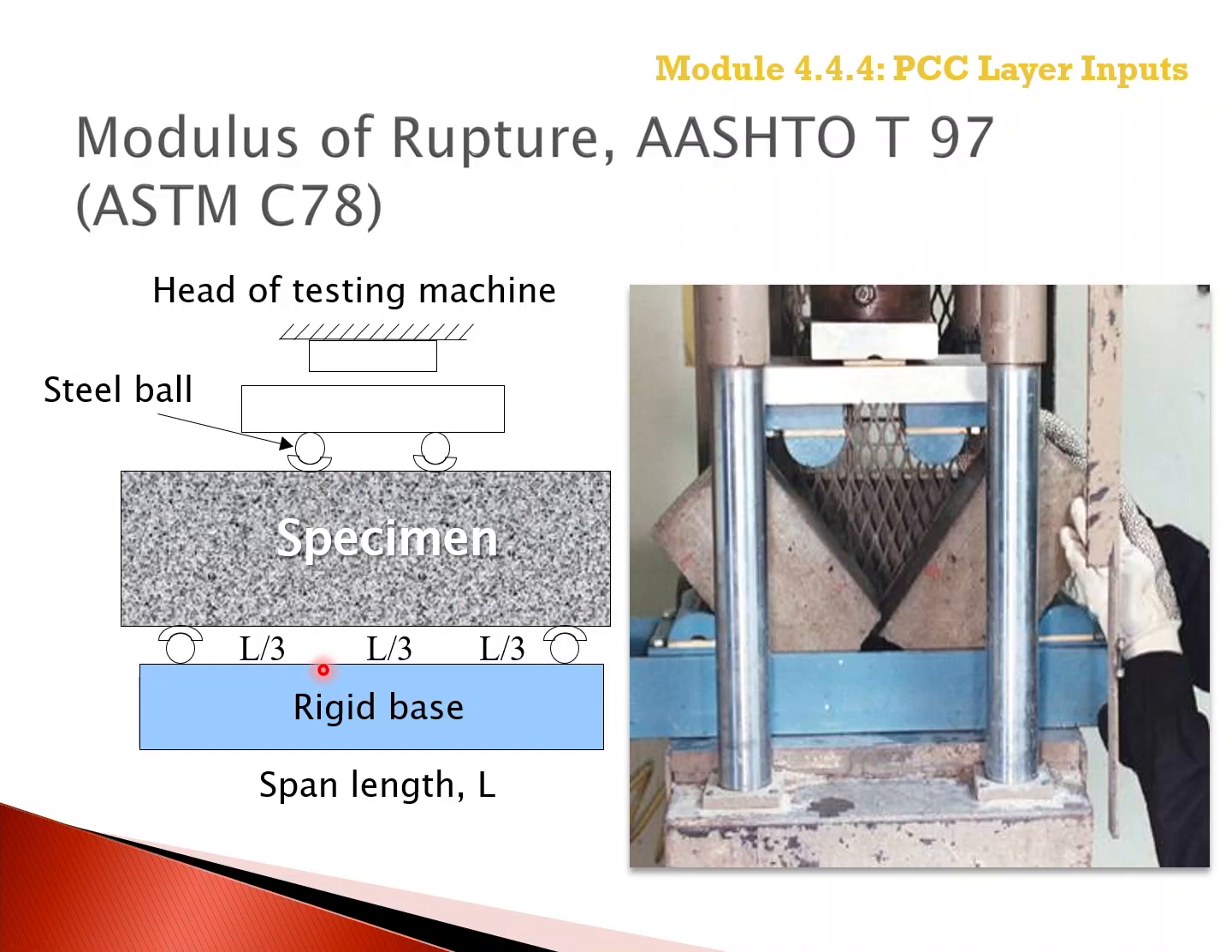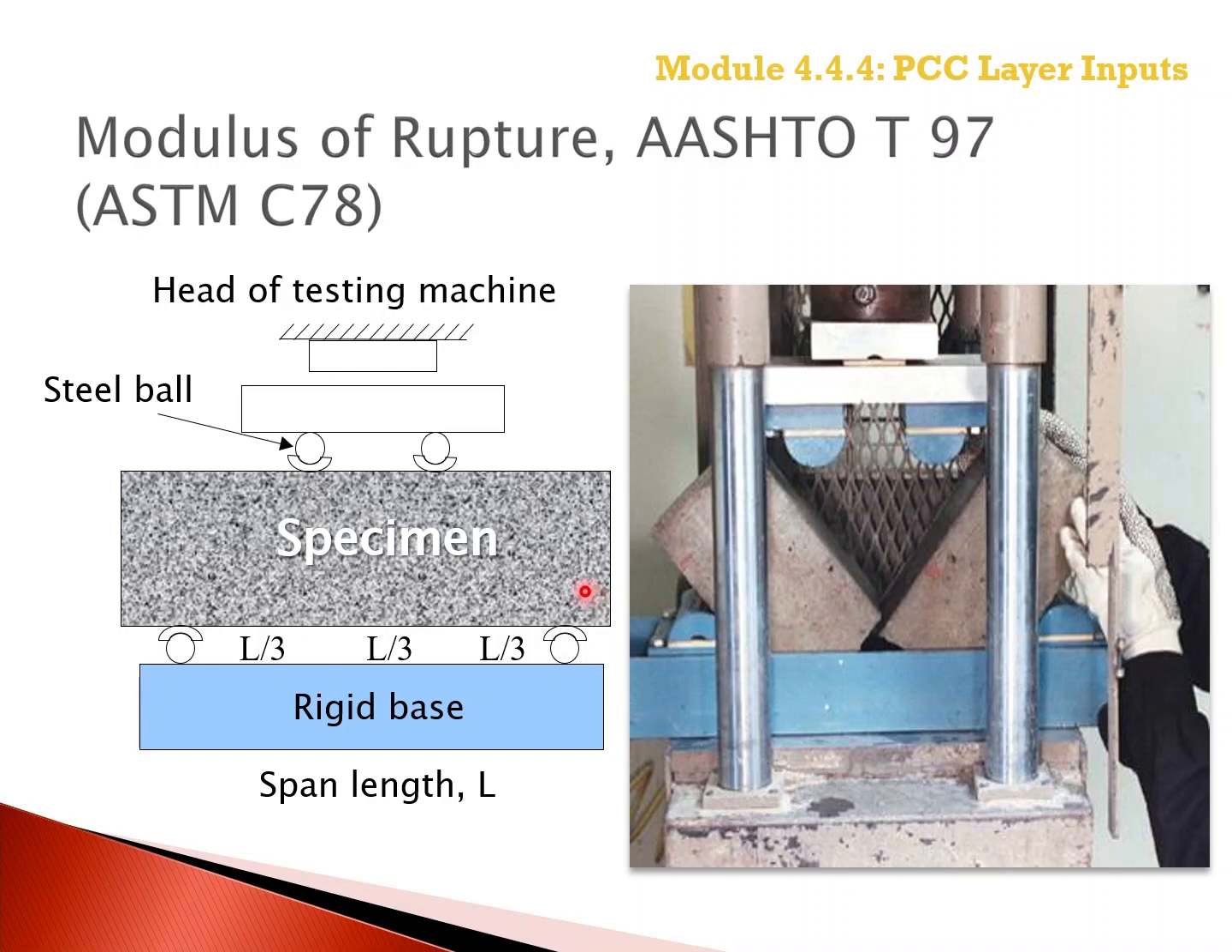However, the beams are difficult to prepare and handle, and even slight imperfections in the beam can result in significant strength variations. So the compressive strength of cylinders is often measured and used by agencies to estimate the modulus of rupture through a correlation or regression equation between compressive strength and modulus of rupture.